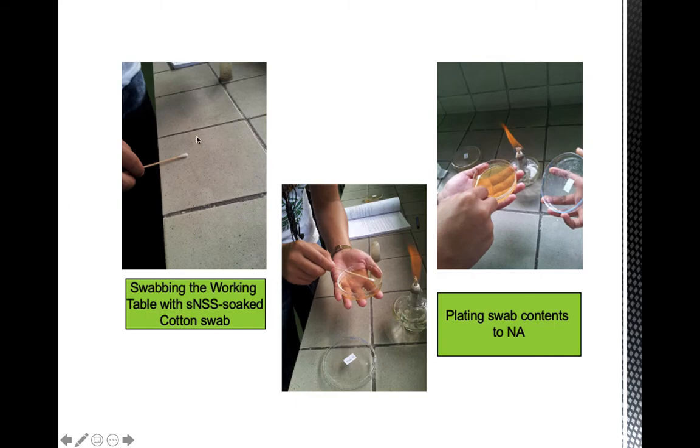You have your sterile normal saline solution, soak the cotton swab. You get some contents from the floor, from the table, from the wall, from the doorknob, then just swab onto the nutrient agar plate.